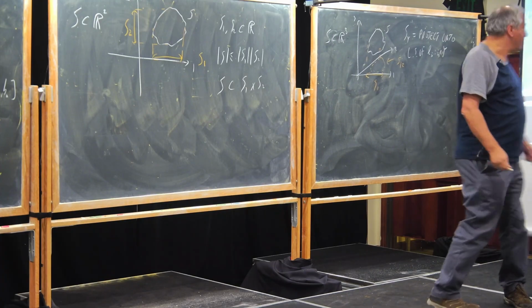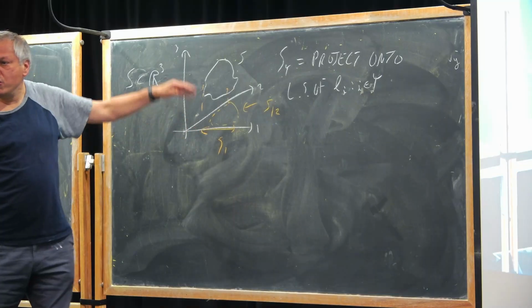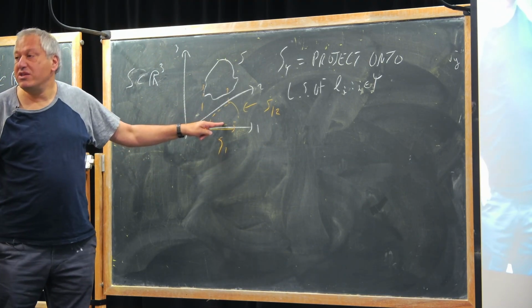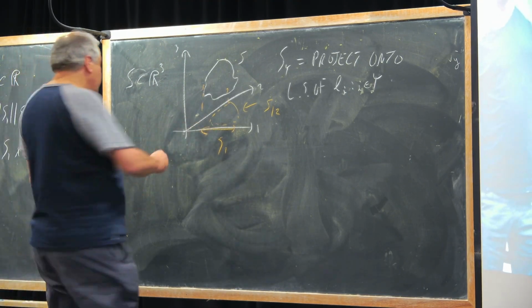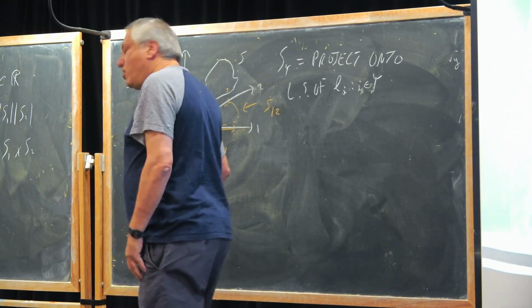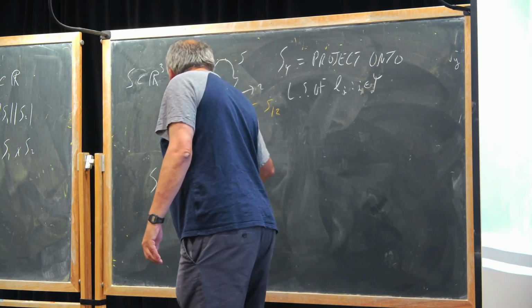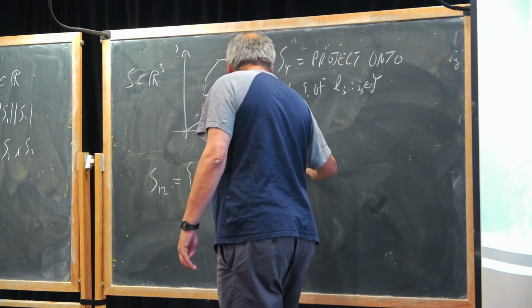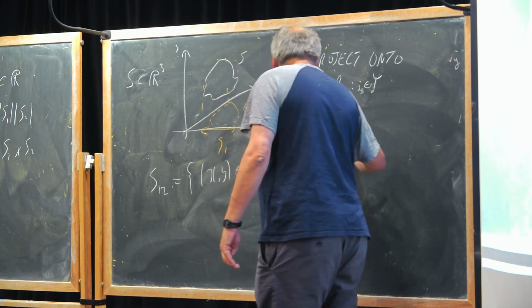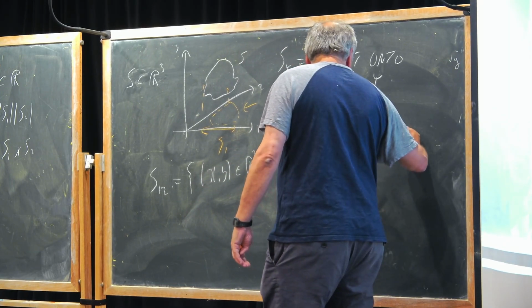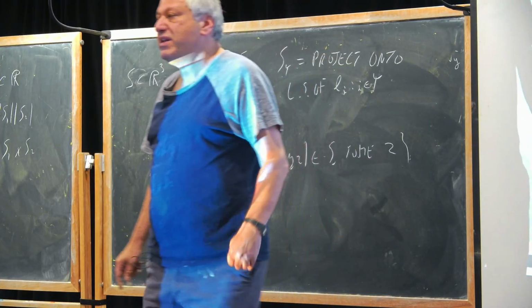Right? So officially, S12 means you project in the 1, 2 direction, or in symbolic terms, I'll do this as an example. So S12 is the set of all pairs x, y in R squared such that x, y, z belongs to S for some z, right? That's the way to formally define it.